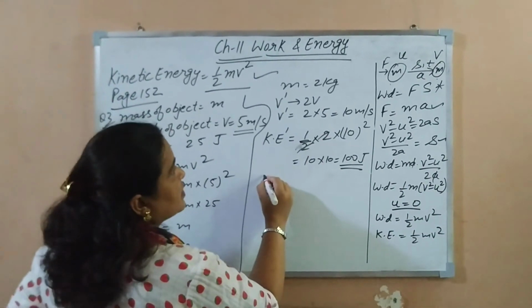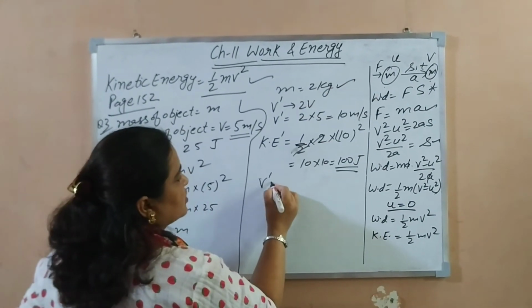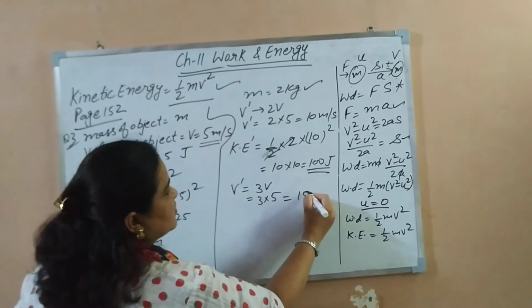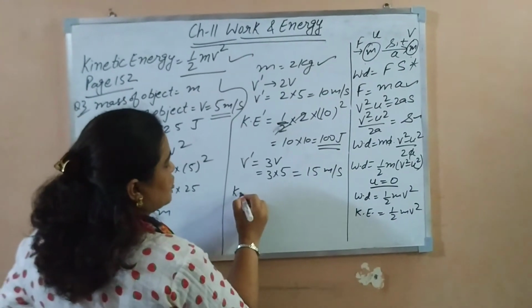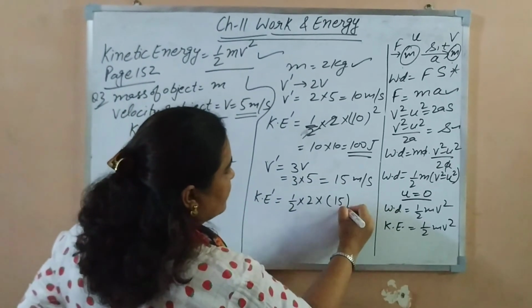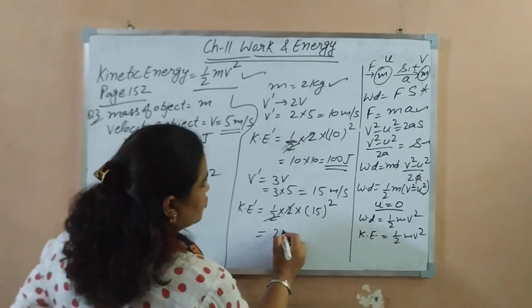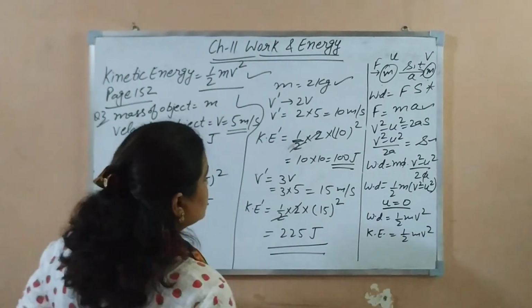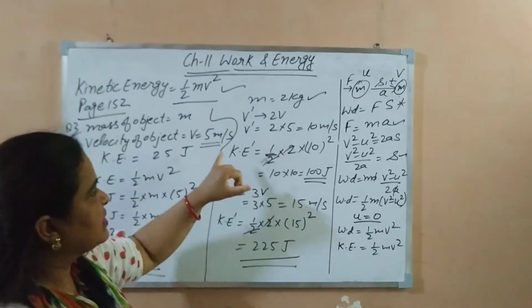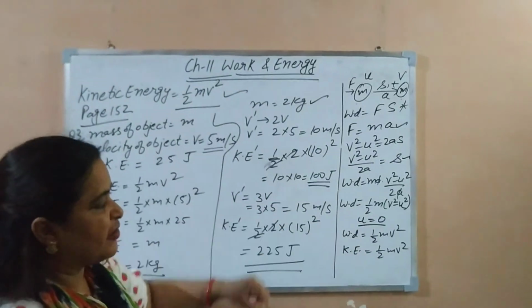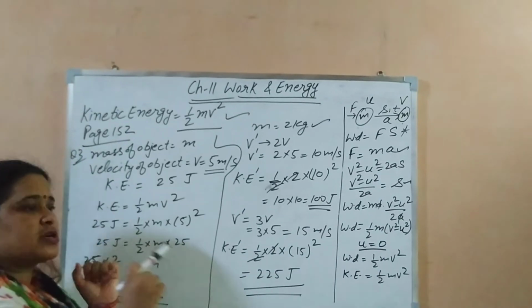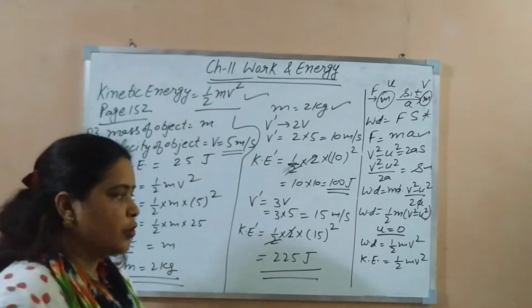Now the third case: mass is the same, but what is the new velocity? V dash is 3v. So 3 times 5 becomes 15 meter per second. What is the new kinetic energy now? 1 by 2, mass is 2 kilogram, and the new velocity is 15 square. So 2 and 2 cancel, and you get 225 joule. Whenever there is a change in velocity, 5 to 2v or 3v, if we have doubled it or tripled it, kinetic energy will also change. And whenever there is more kinetic energy, it can do more work also.